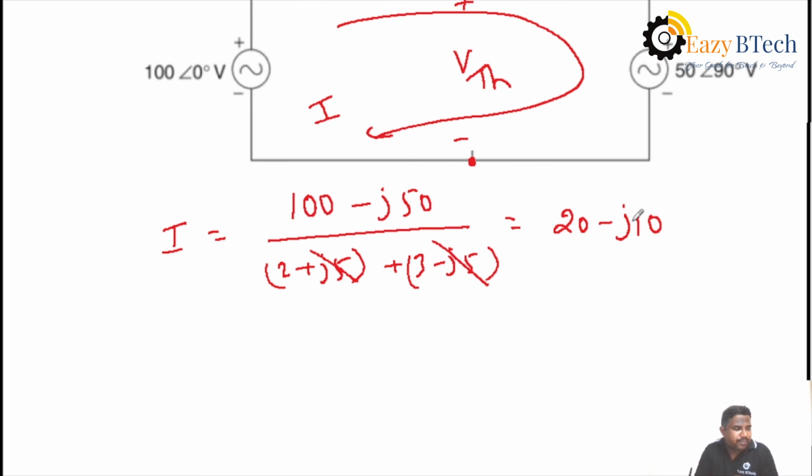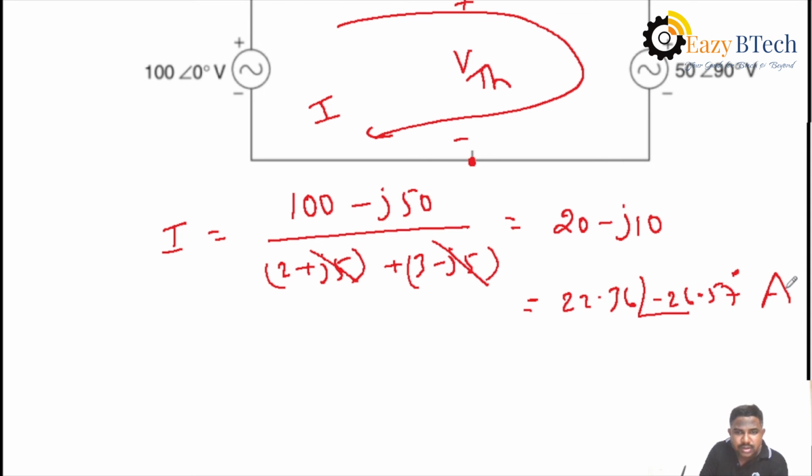That rectangular form you can convert into the polar form. That value is 22.36 at an angle of minus 26.57 degrees. That is the current passing through the branch.